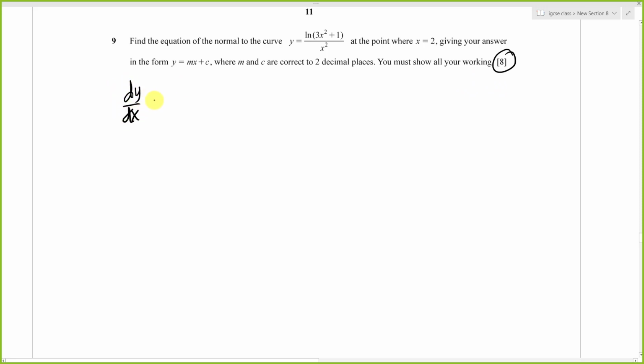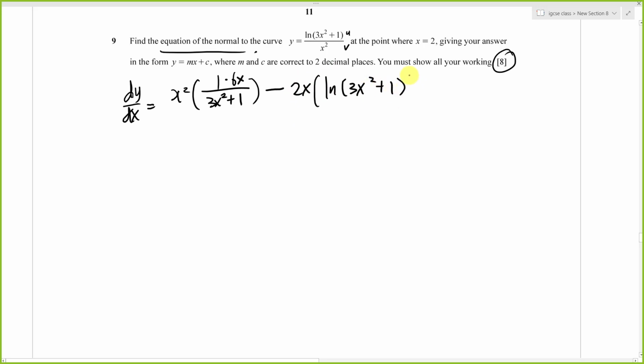First step is always do the dy/dx in order to get the equation of the normal. So when I do the dy/dx here, this one is a quotient rule. So u and v. Okay, copy the v first, and then differentiate the u. So it'll be 1 over (3x squared plus 1) multiply 6x. Then minus, copy the u, differentiate the v. So v is x squared, so I just write 2x at the front here. So this is ln(3x squared plus 1), divided by v squared, which is x to the power 4.